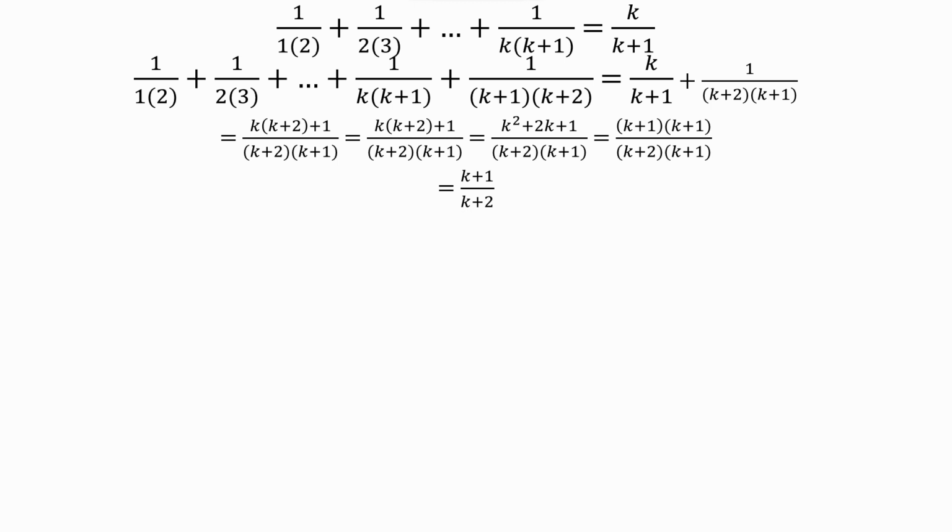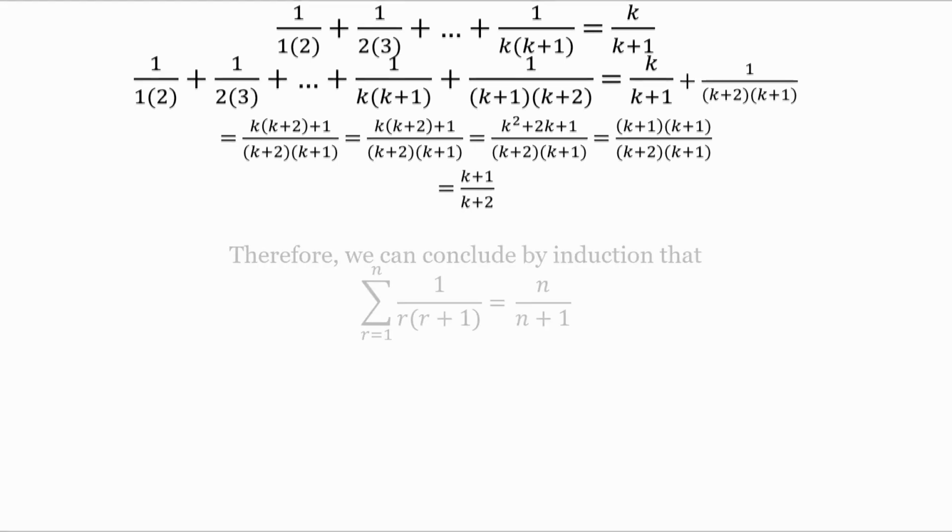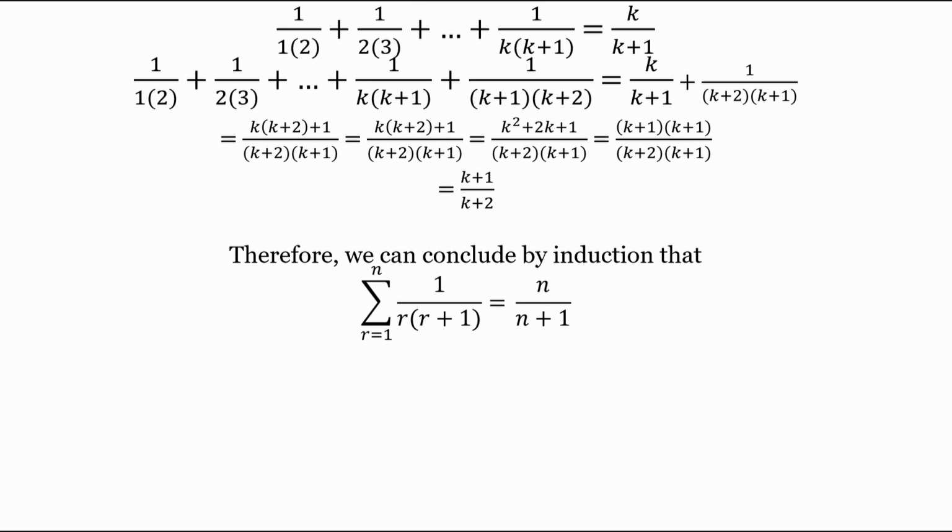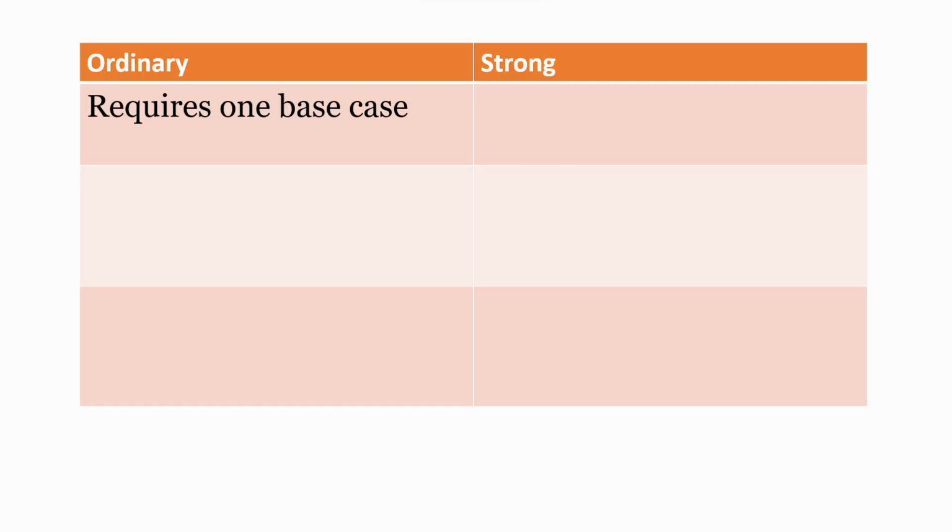Now we have given enough information to prove that our statement is true for all positive integer values. To show anyone who is reading the proof that we have done, we write, we therefore conclude by induction that the sum of 1 over r times r plus 1 from 1 to n is equal to n over n plus 1.